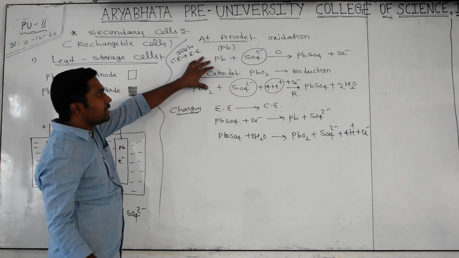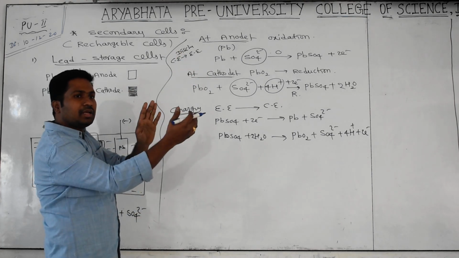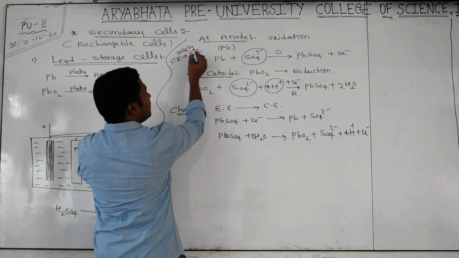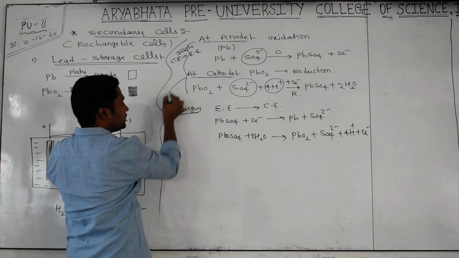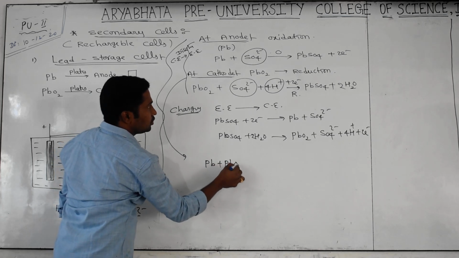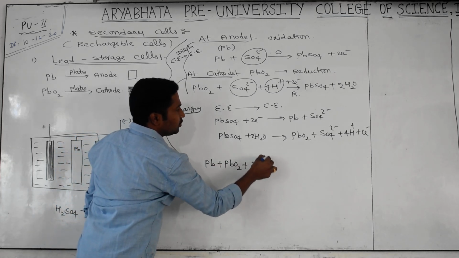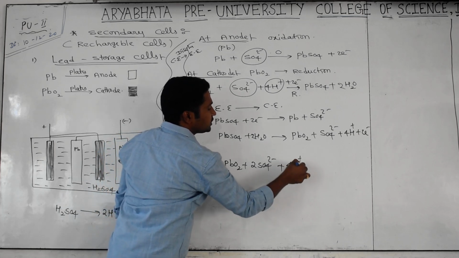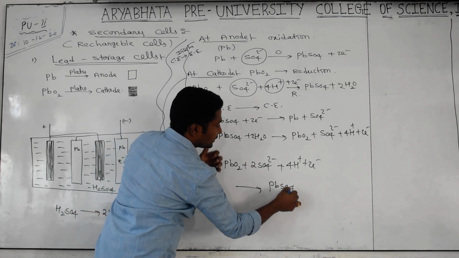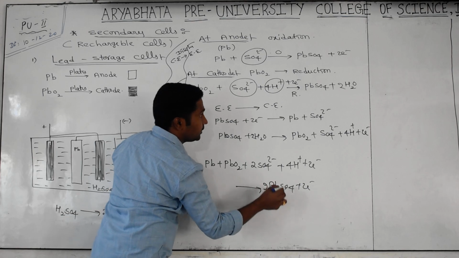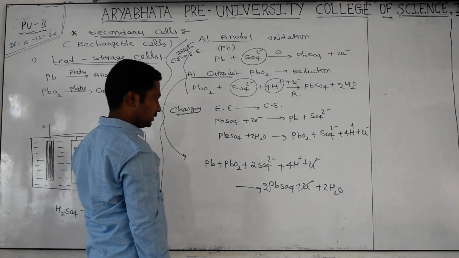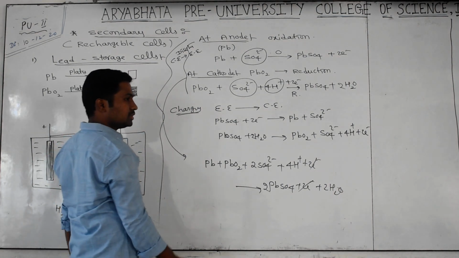Whatever reactions happen at the electrodes during discharging, the reactions become reversed while charging. But the whole reaction remains the same. Just see, while discharging, what is the whole reaction? Can you write it here? The reactants are Pb plus PbO2 plus 2SO4 2 minus plus 4H plus, giving products 2PbSO4 plus 2H2O. The electrons cancel. Is it balanced like this? Yes. The whole reaction is a redox reaction.